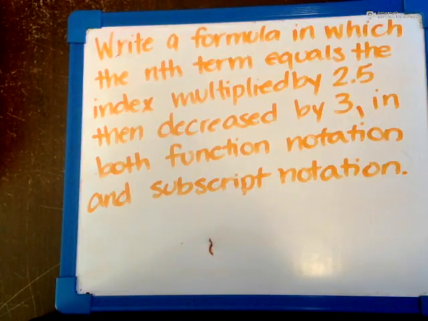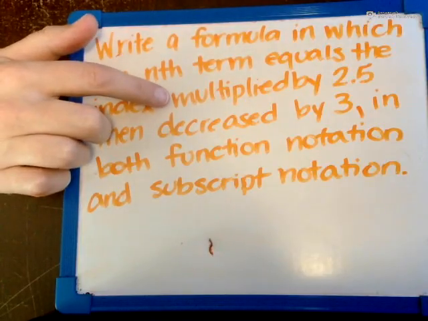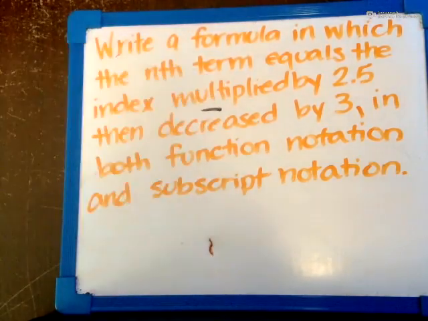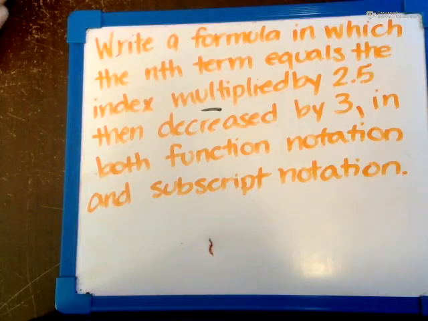Write a formula in which the nth term equals the index multiplied by 2.5, then decreased by 3, in both function notation and subscript notation. So let's go through and look at the terms first that we need to understand. Multiplied is obvious. We're going to multiply. Decreased means subtract. Decreased, we're going down in value, so we're subtracting.